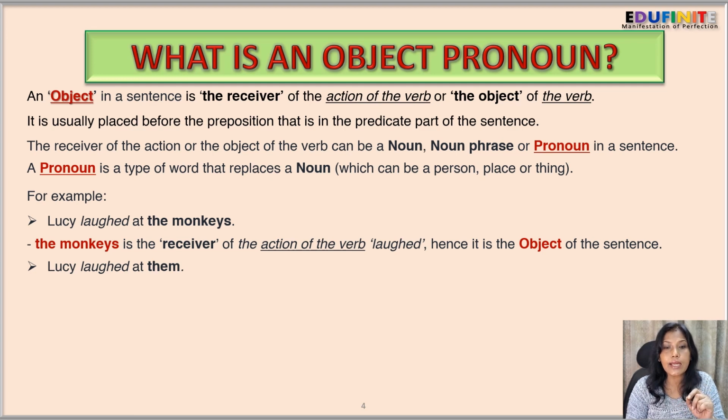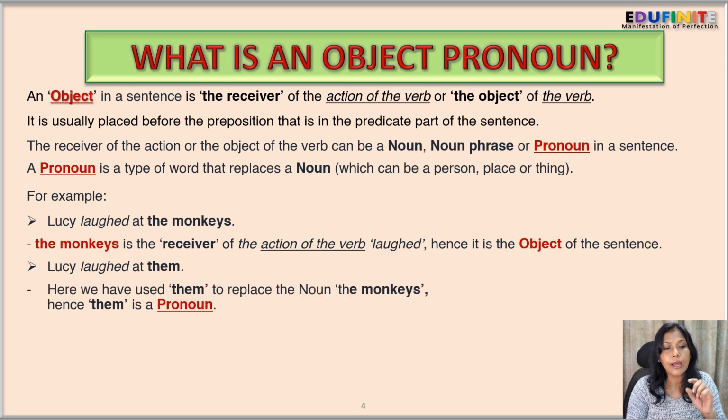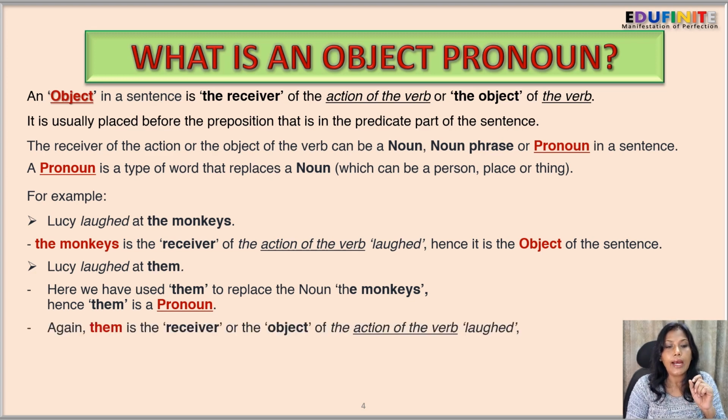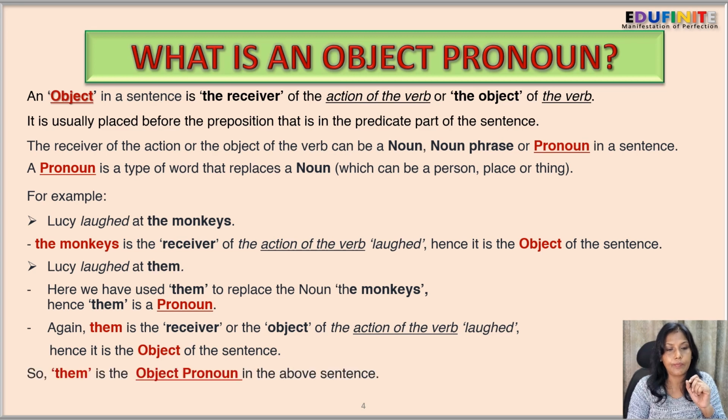Next, Lucy laughed at them. Now, instead of saying Lucy laughed at the monkeys, we can also say Lucy laughed at them. Then what happens? Here, we have used the word them to replace the monkeys. Hence, them is a pronoun. Now, again, them is the receiver or the object of the action of the verb laughed. So, hence, it is the object of the sentence. So, them is the object pronoun in the above sentence.